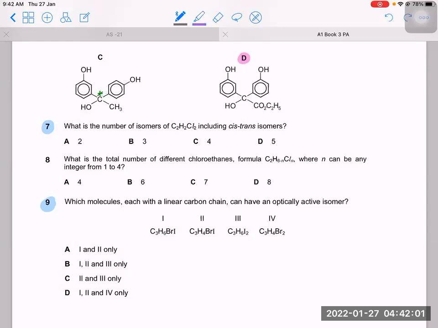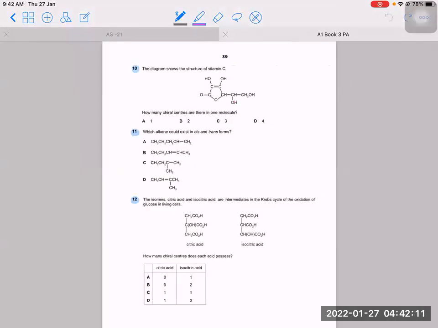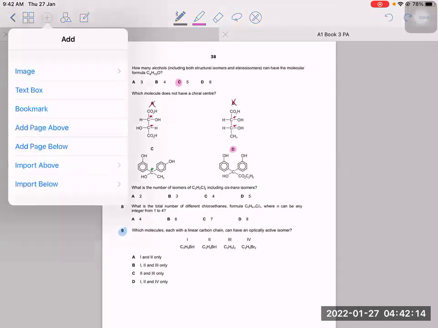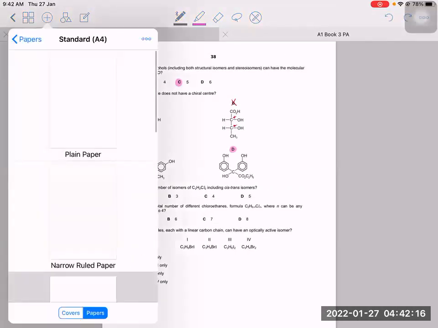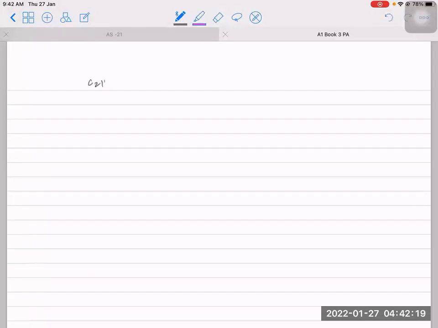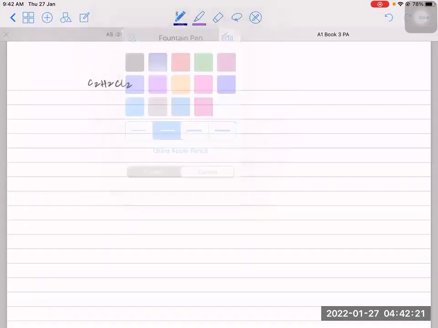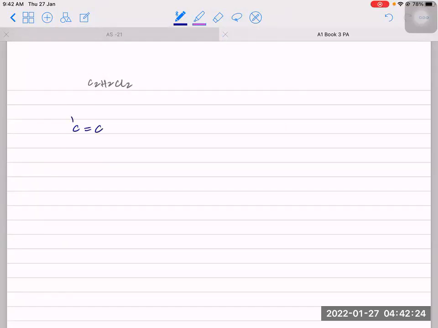All right. Now, what is the number of isomers of C2H2Cl2 including cis trans? So let's see. C2H2Cl2. You have one possibility where both the Cl's are on the same carbon. So this is 1,1-dichloroethene. What else can we have?